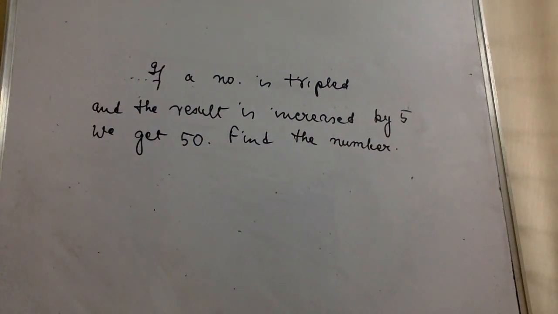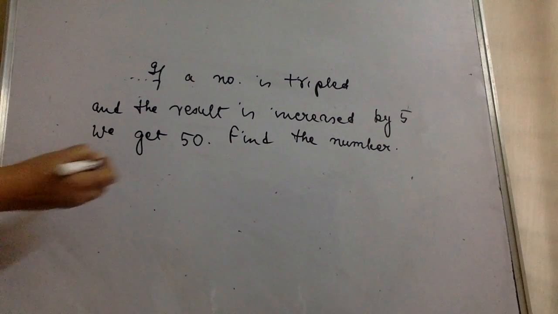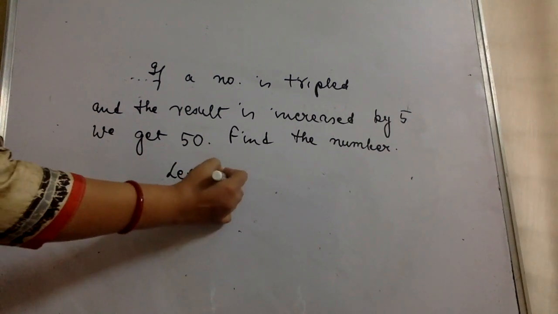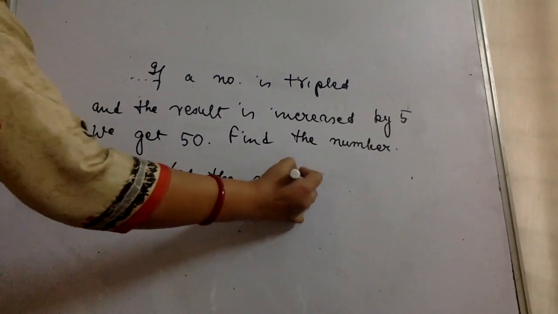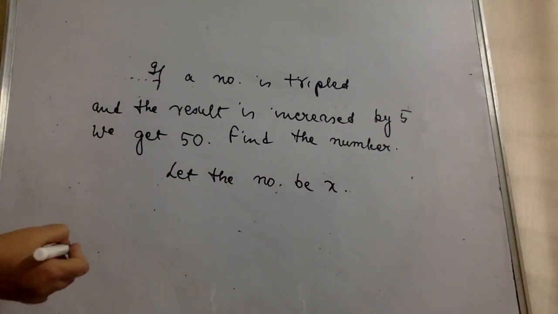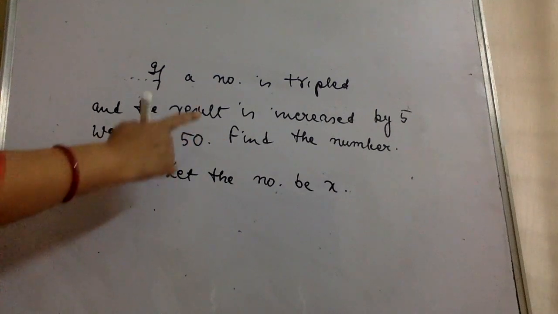Okay. So if a number is tripled and the result is increased by 5, we get 50. You have to find the number. So let the number be x. Then the number has been tripled.